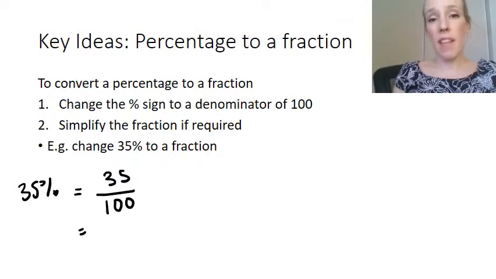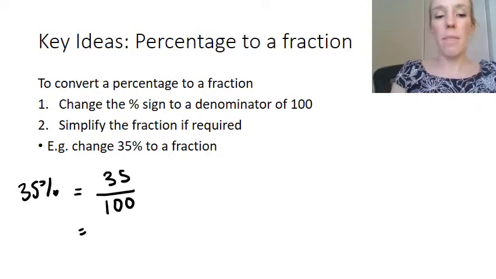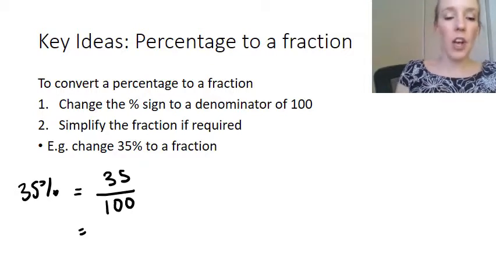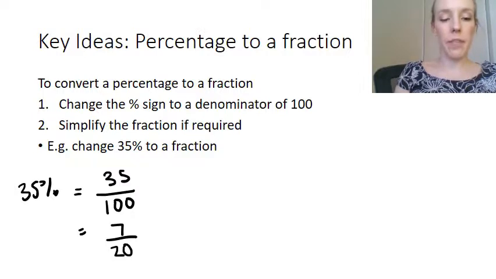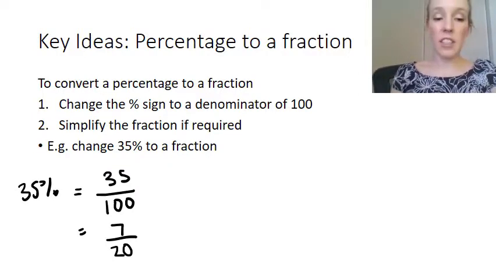We can then simplify that fraction. So we can divide both of those by 5, for instance. 35 divided by 5 will give me 7. 100 divided by 5 will give me 20. And that would be my answer there. So 35% as a fraction would be 7 over 20.